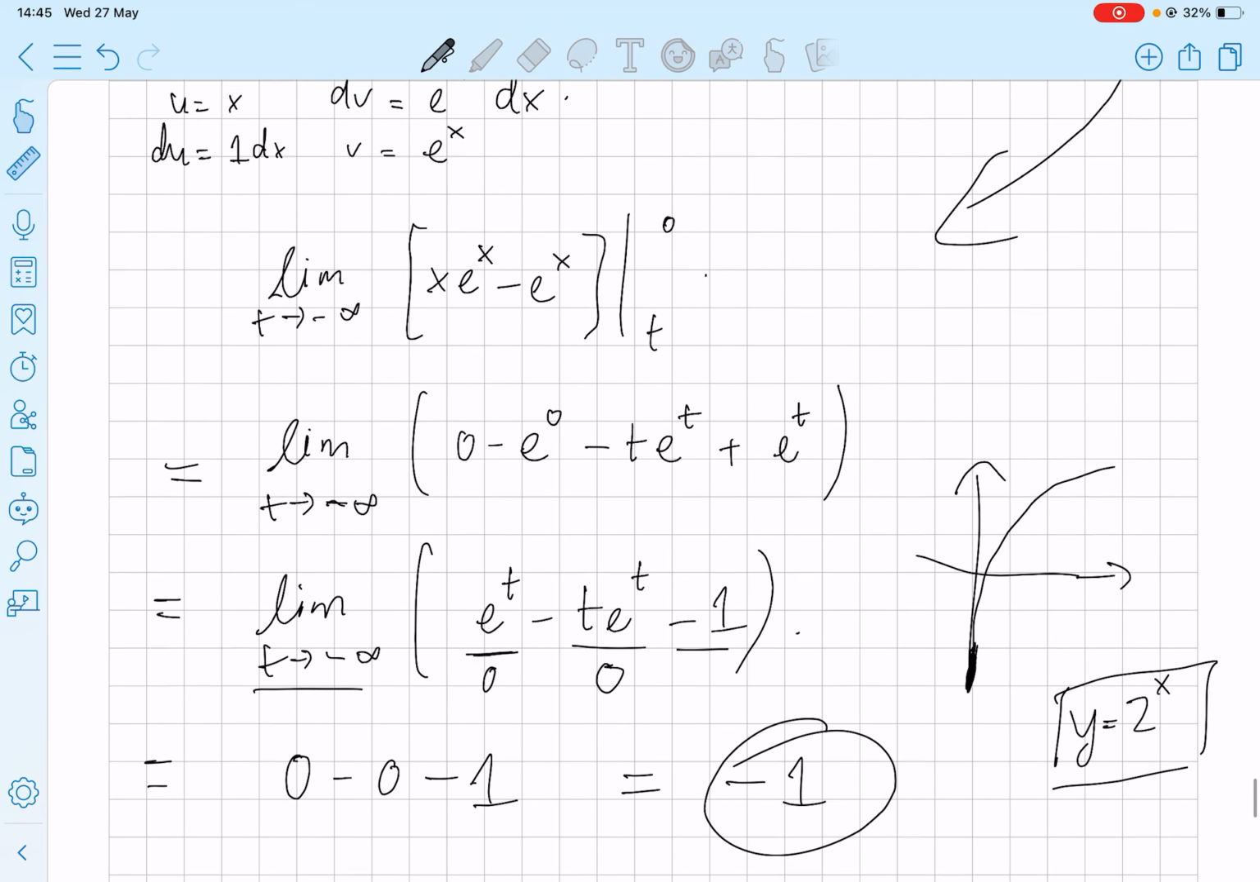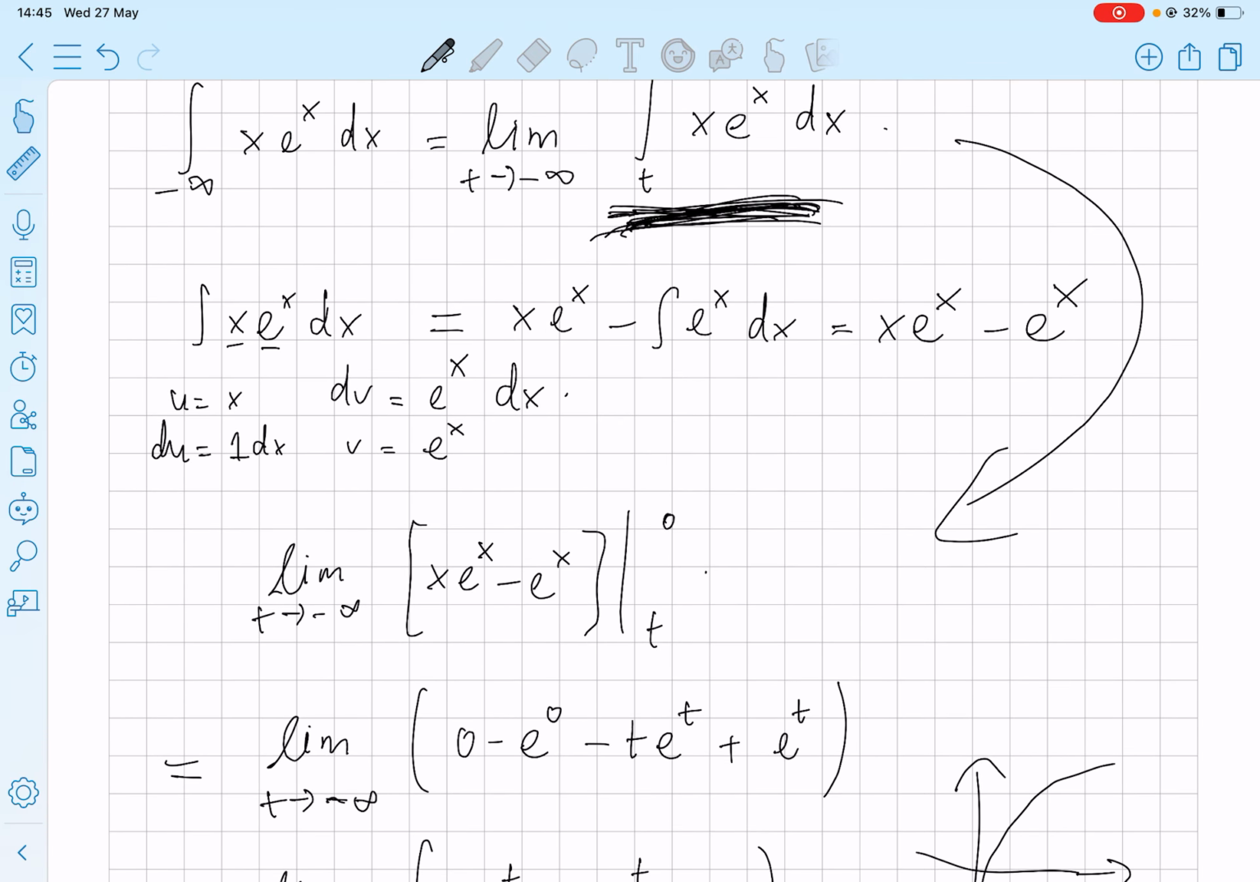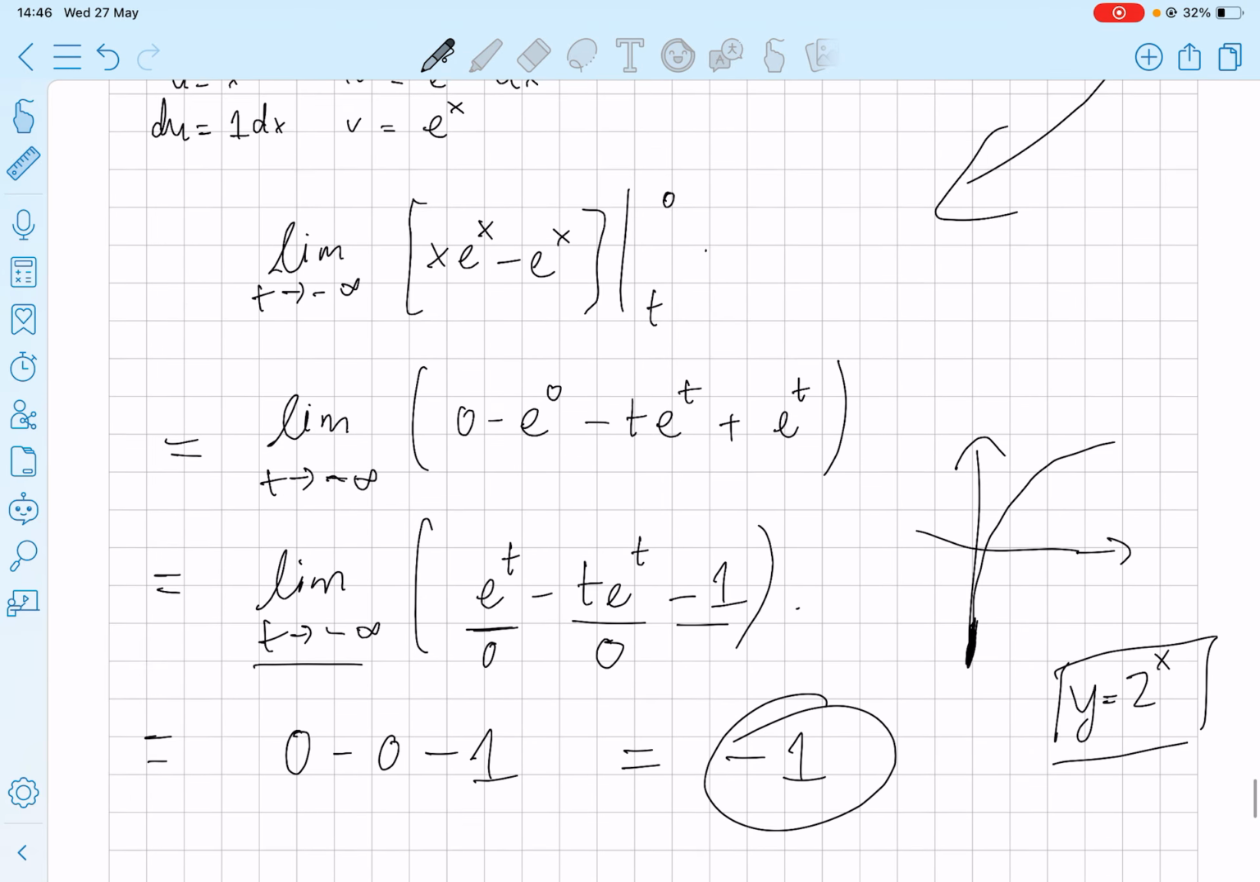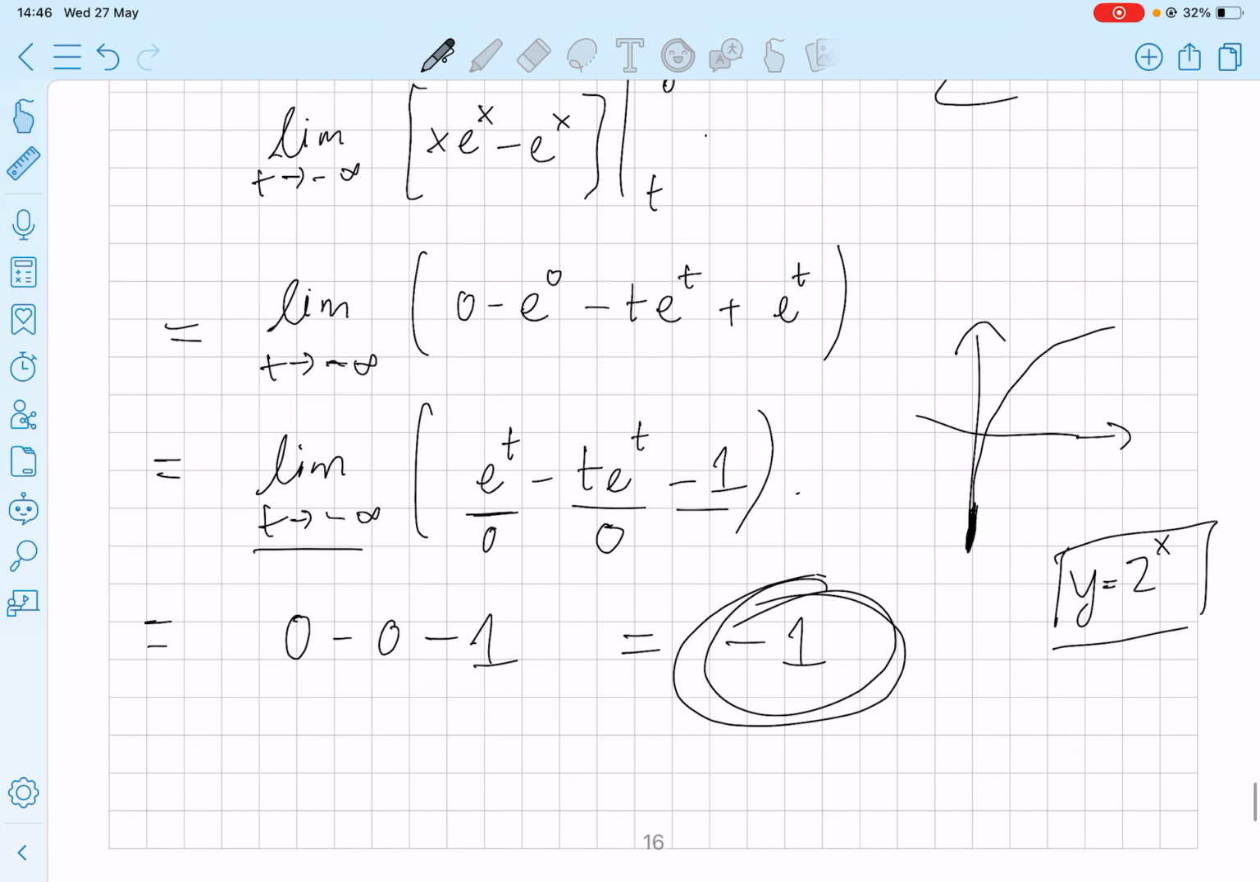So this improper integral is convergent, and it converges to negative 1.